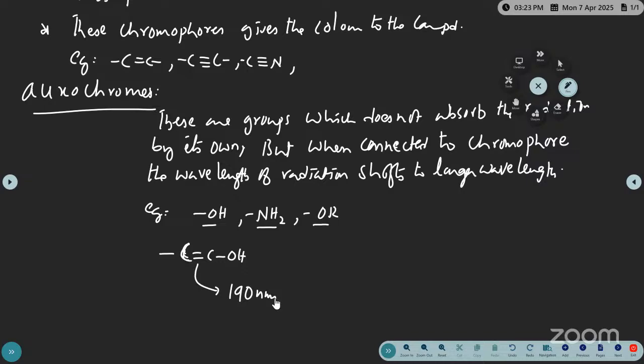Let's assume, when OH is connected to this C double bond C, it shifts to a longer wavelength, which means here it takes 300 nanometers. By attaching this OH, the wavelength increases. That wavelength will be increased.